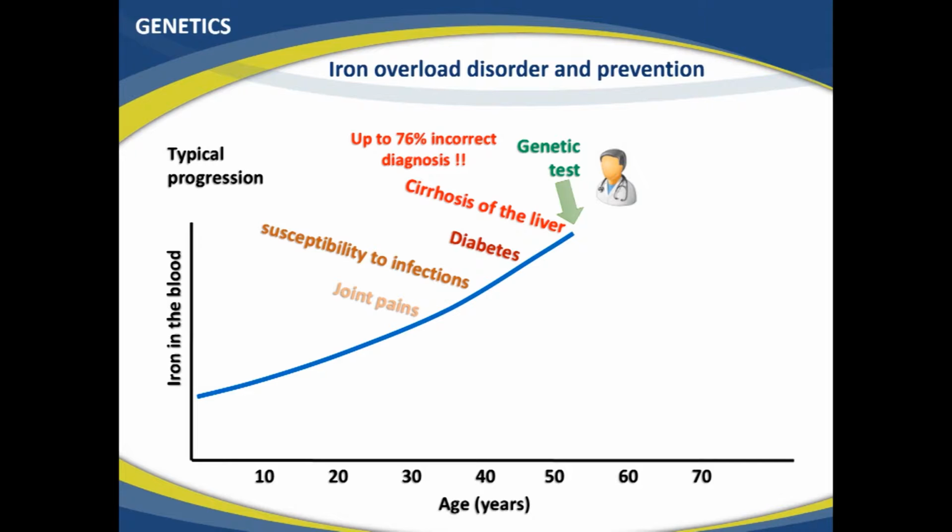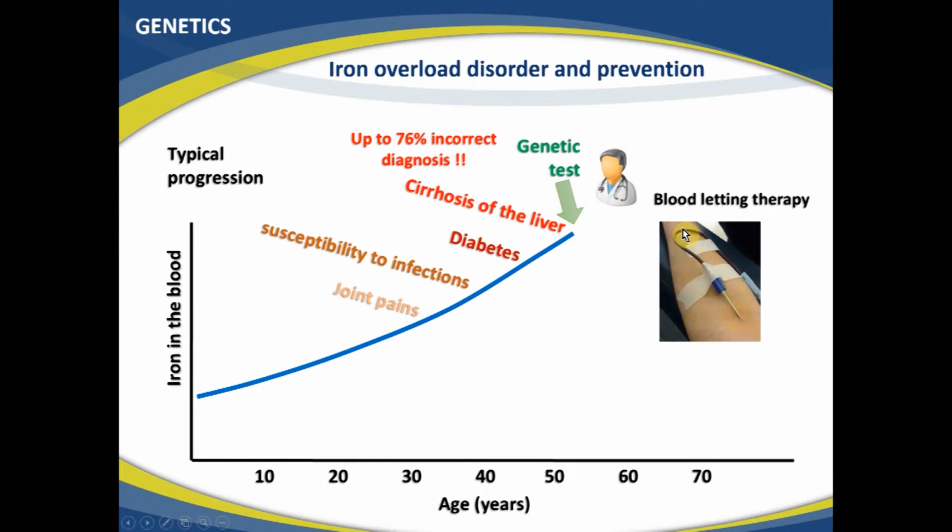So they say diabetes, we know that, let's treat it. But the cause of it is really iron toxification, and it's not diagnosed correctly. However, this doctor has done a genetic test, he knows, and then he starts with bloodletting therapy.